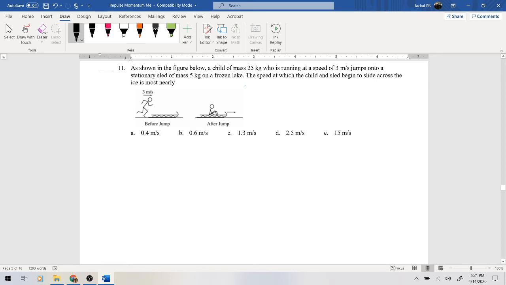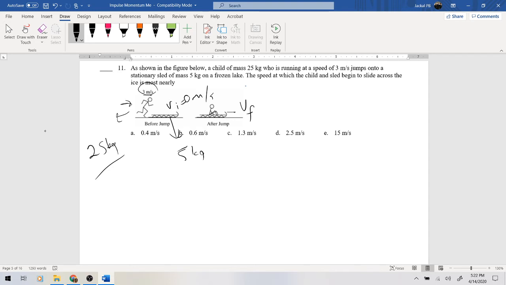All right, so you have a child, this guy. He's running at 3 meters per second, and he is 25 kg. That's like 45 pounds. He is basically jumping onto a stationary sled. Initially the sled's speed is 0, and the mass of the sled is 5 kg. What will be the speed after he actually jumps on the sled?